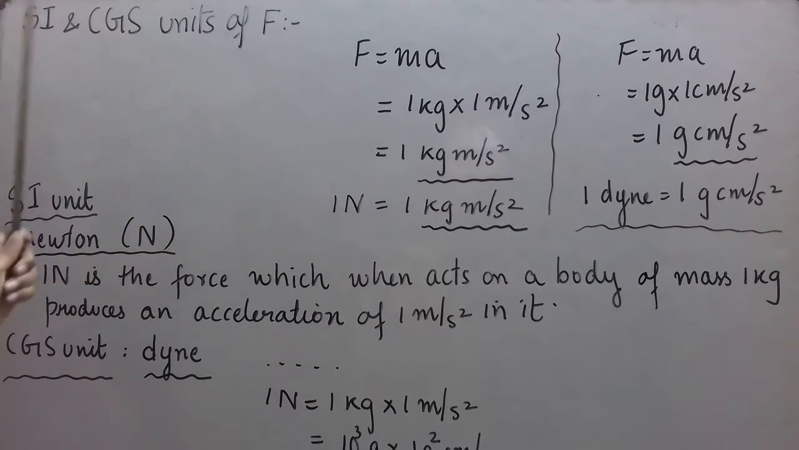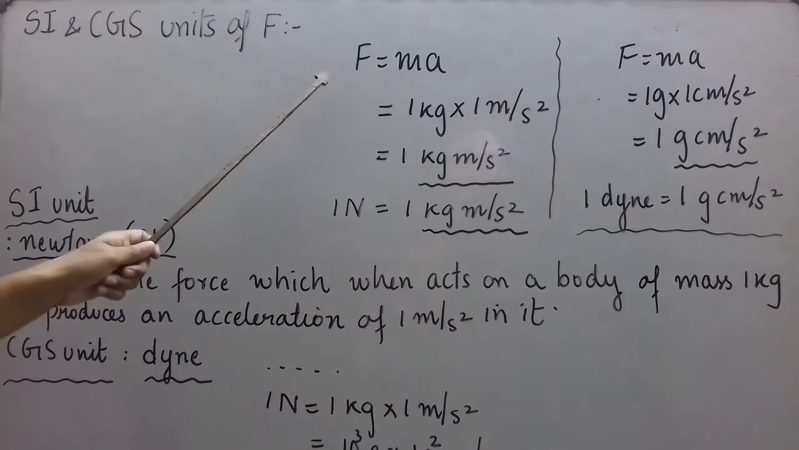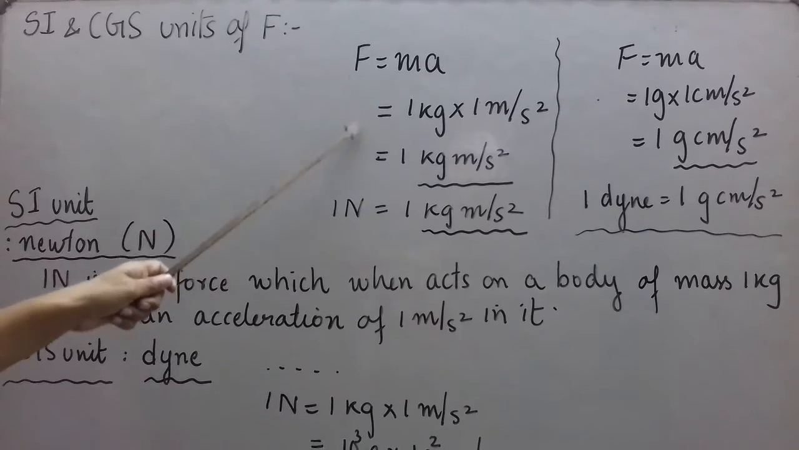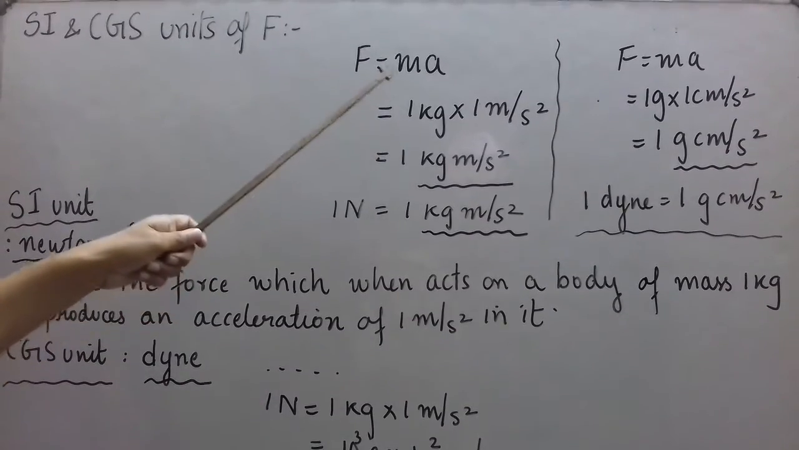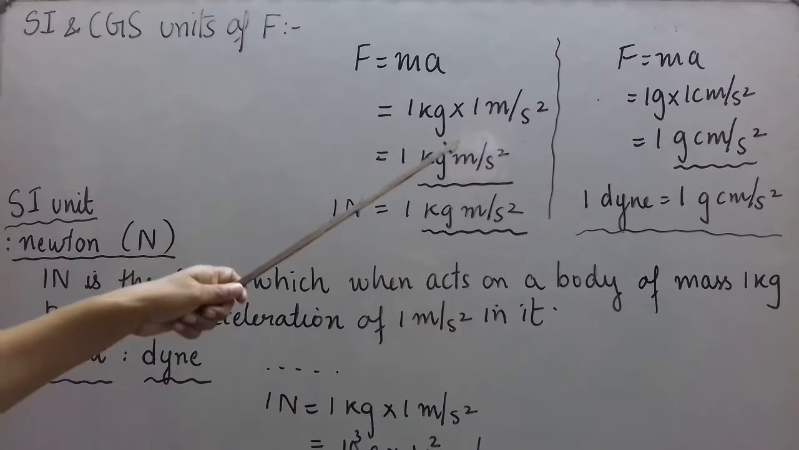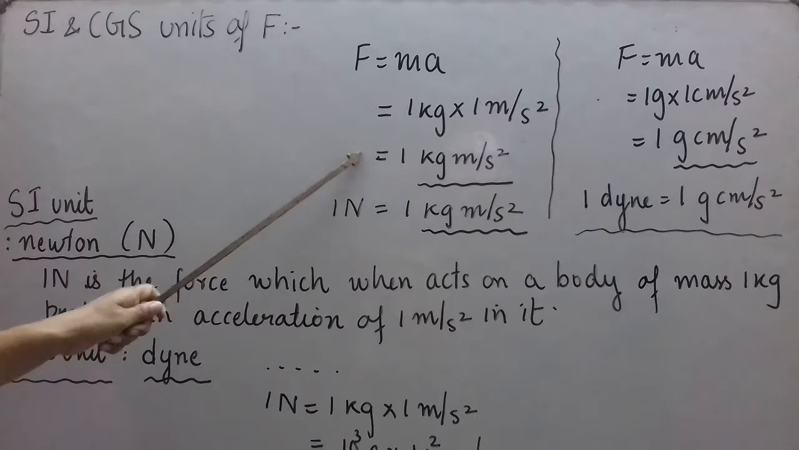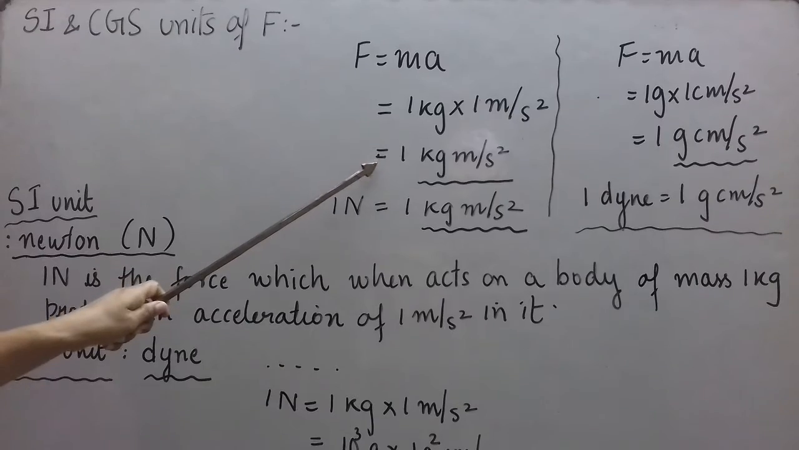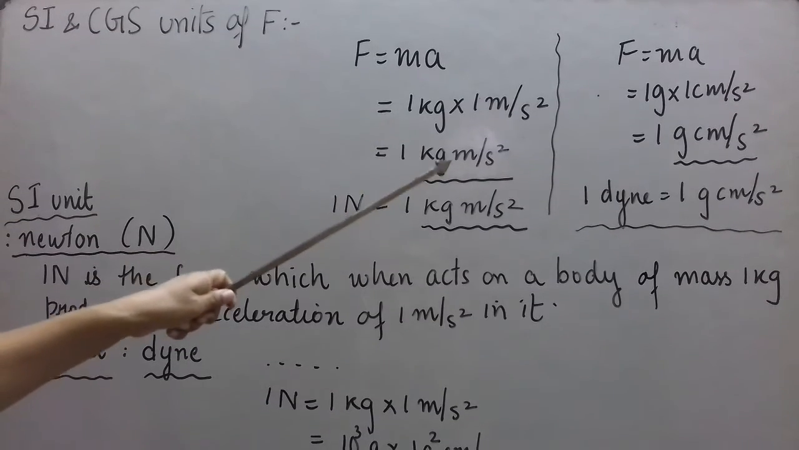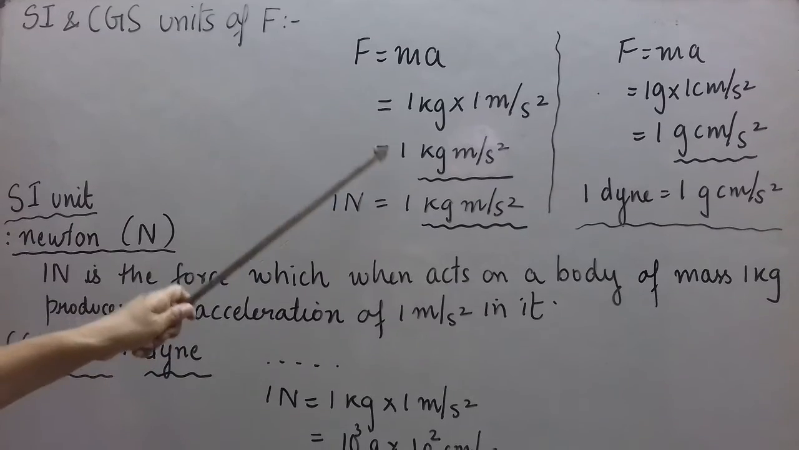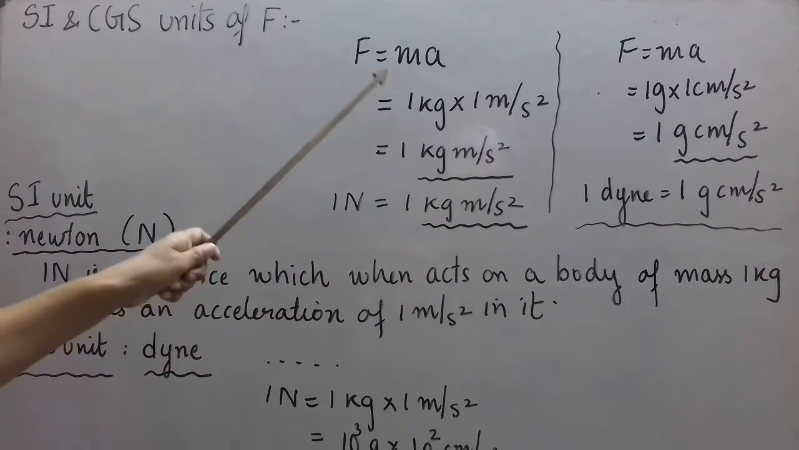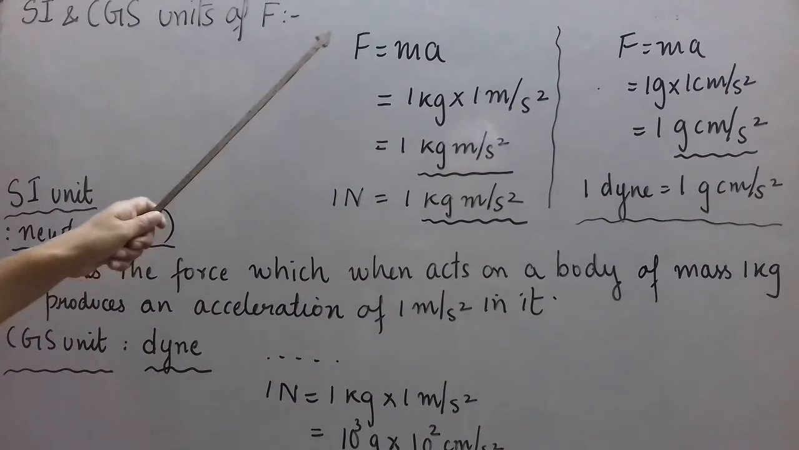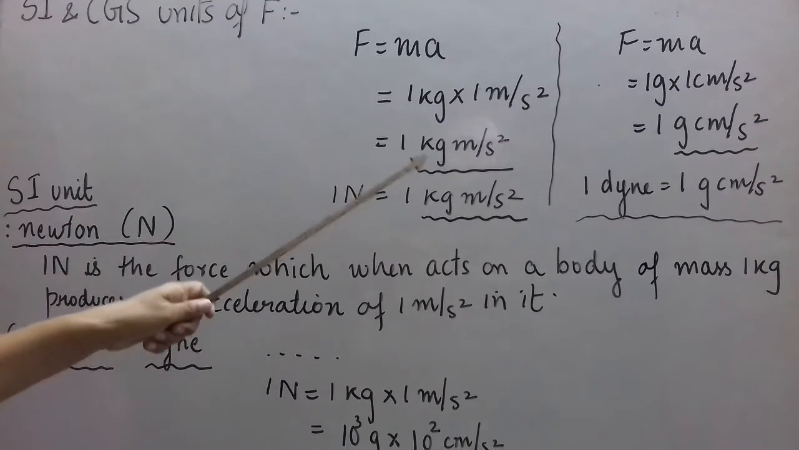Now we know that when we want the SI unit of F, we'll write on the right hand side the SI units of the physical quantities. So the SI unit of M is kg and the SI unit of acceleration is meter per second square. So here, for simplicity, I have taken mass as 1 kg and acceleration as 1 meter per second square. So what answer do I get? 1 kg meter per second square. Okay, so kg meter per second square is the unit of MA, and hence this is the SI unit of force. So the SI unit of force is kg meter per second square.